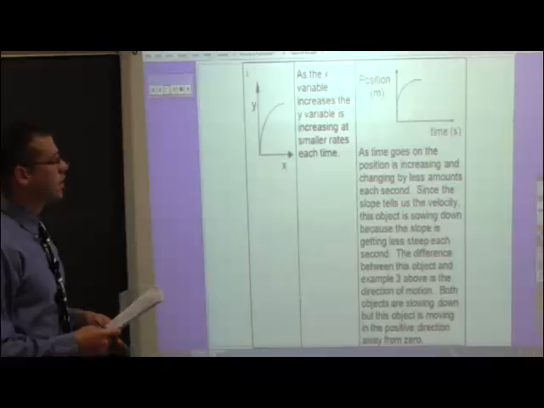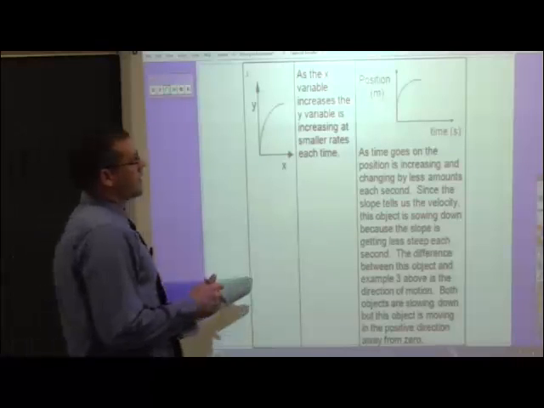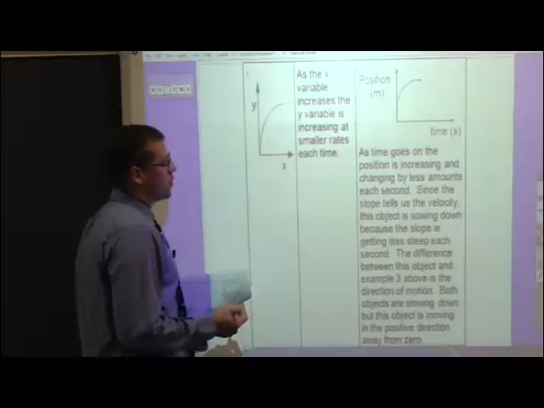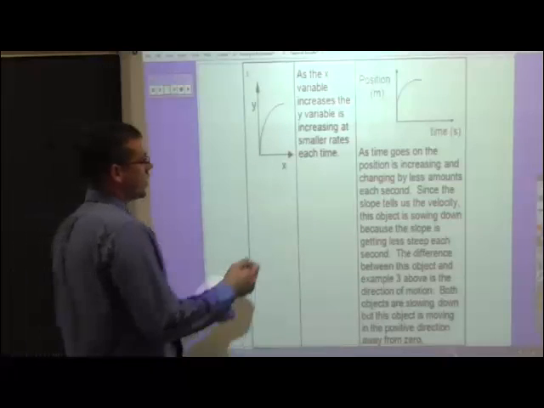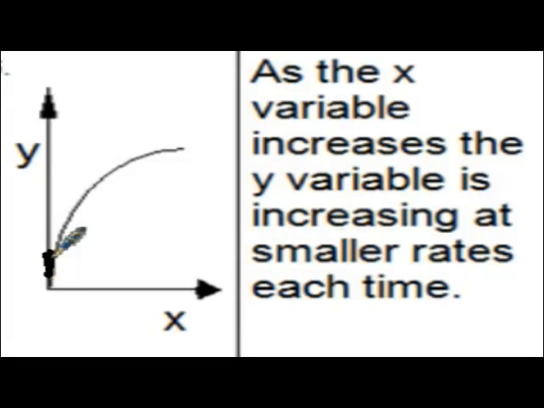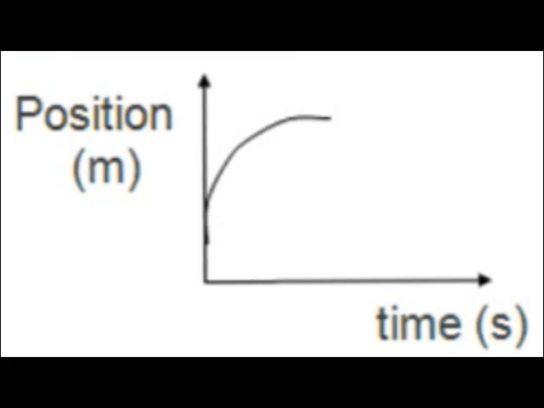Okay, and the fifth scenario you may get is as the x variable is increasing, the y variable is increasing at smaller rates each time. And again, the best way to look at this is look at the slope. At first, it's really steep, and as you go along here at the end, it's not very steep. So our example here on the right again, a position versus time graph. As time goes on, position's increasing, okay, but it's not increasing at the same rate the whole time.